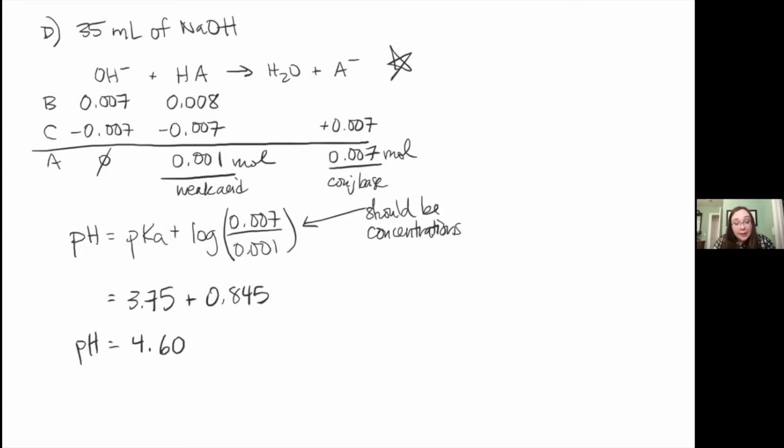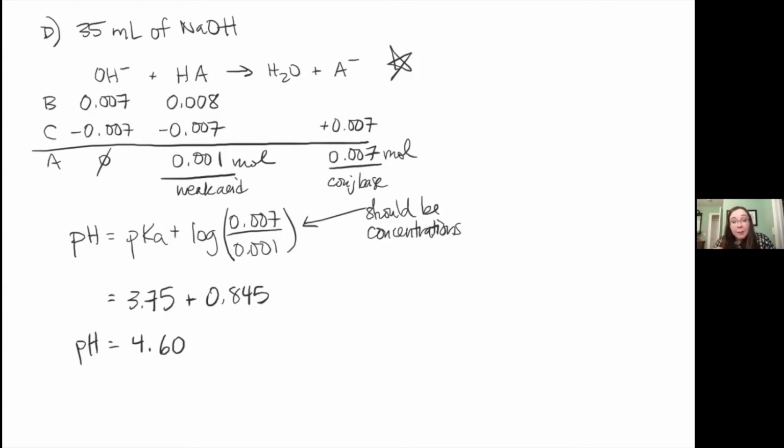You could have also at that point chosen to do a RICE table. The Henderson-Hasselbalch equation just gives you kind of like an easier way to do it if you know that you have a mixture of the weak acid and its conjugate base. Okay, so my pH is 4.60 after 35 milliliters of NaOH have been added.